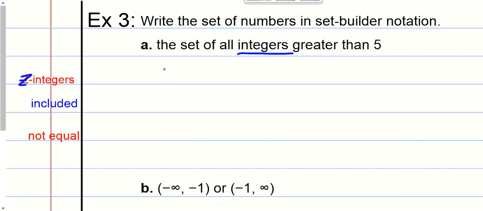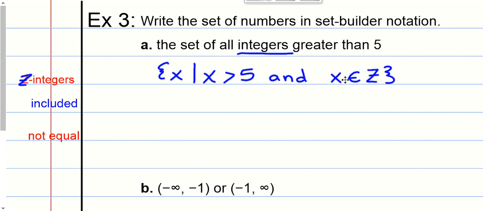So we have our open bracket, x such that, now it says the set of all integers greater than 5. So we have x is greater than 5, but you cannot forget that integer part there. So we need to say and x is included in the integers. So there's a lot of symbols here.